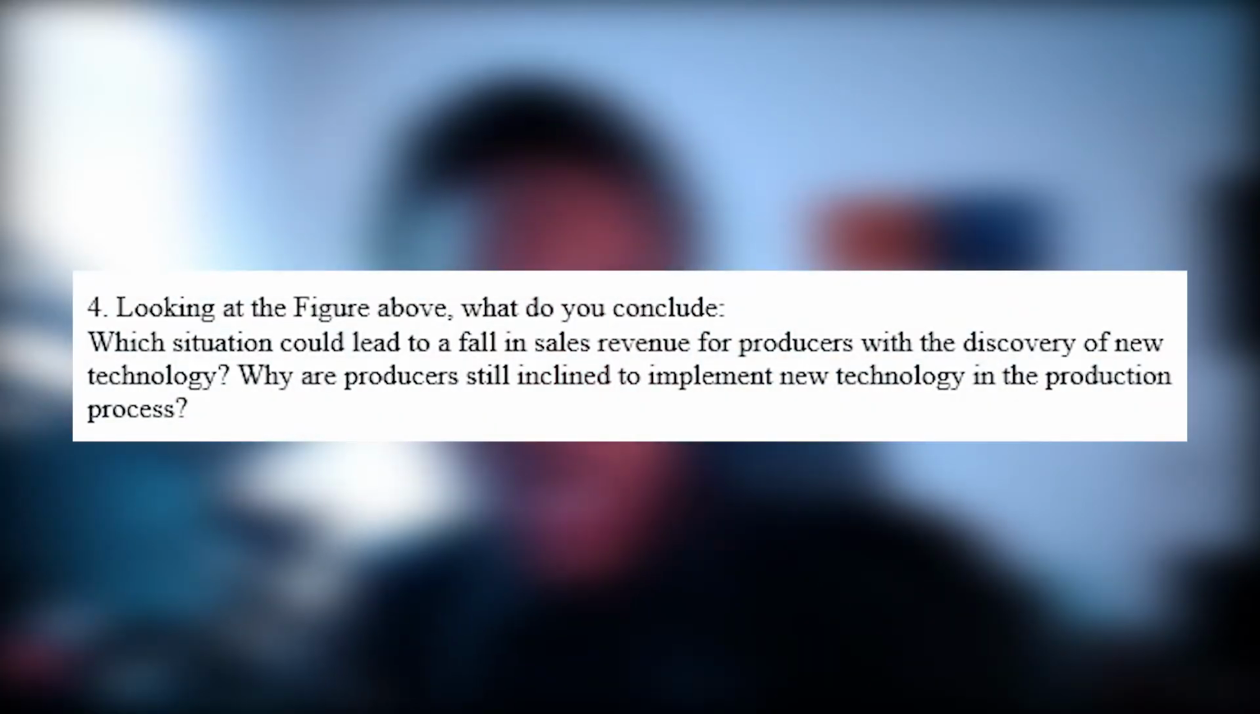Number 4 states, looking at the figure above, what do you conclude? Which situation could lead to a fall in sales revenue for producers with the discovery of new technology? Why are producers still inclined to implement the new technology in the production process? A substantial cost for the implementation of the new technology would lead to a fall in sales revenue because that's more money being spent. However, the long-term efficiency in the technology would incline a company to implement the advancement into their process. The change would cost X amount up front but save Y amount later, which allows them to compete.